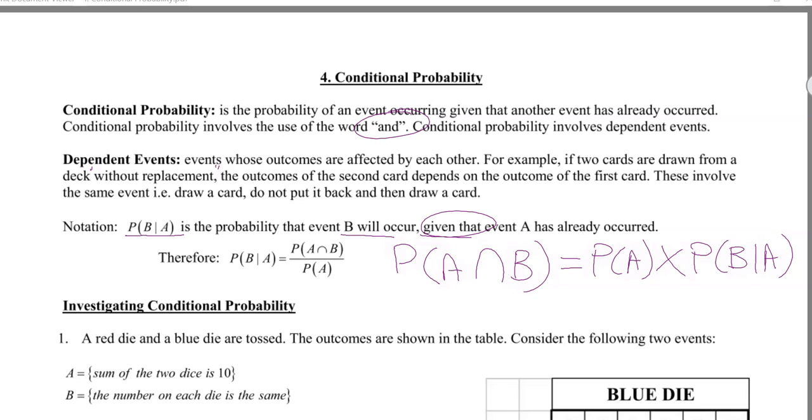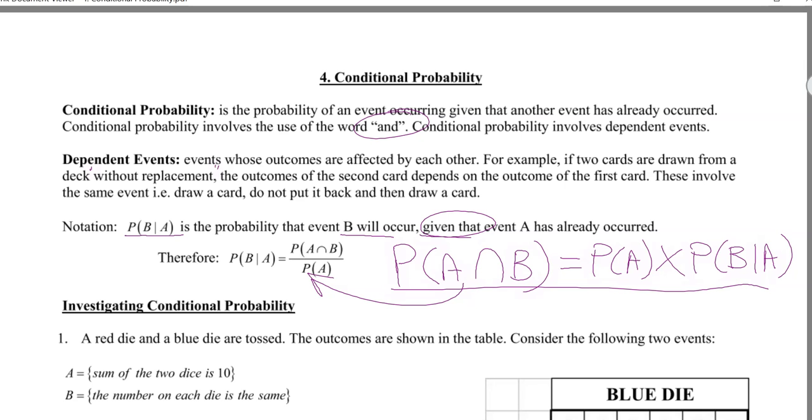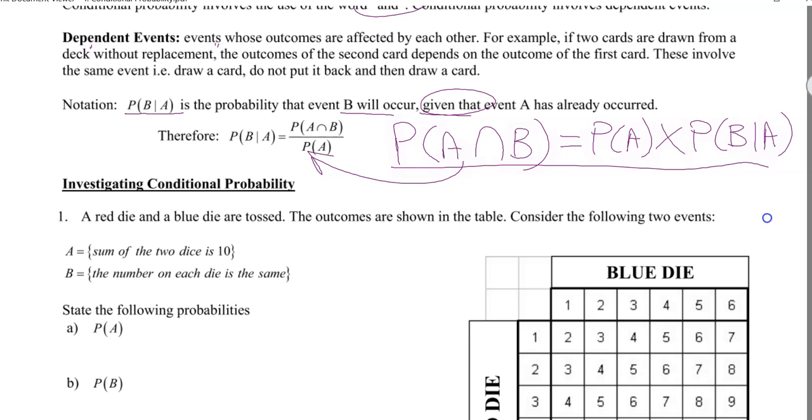And then this can be, of course, rearranged to look like this. So this is what's on the formula sheet. The probability of A and B, or you can read this, the probability of A intersect B, is the probability of A times the probability of B given that A has happened. All right, so what does that all mean? Let's run through this investigation.